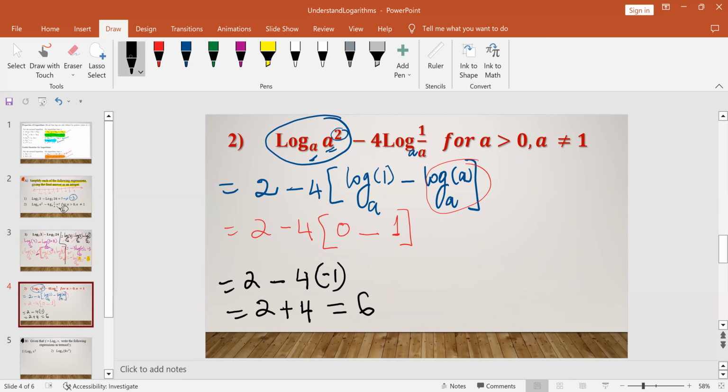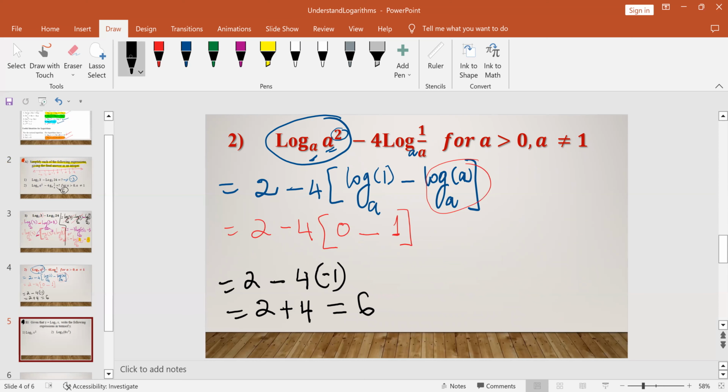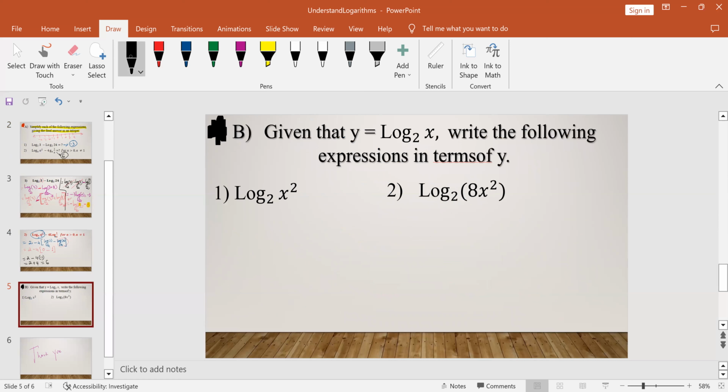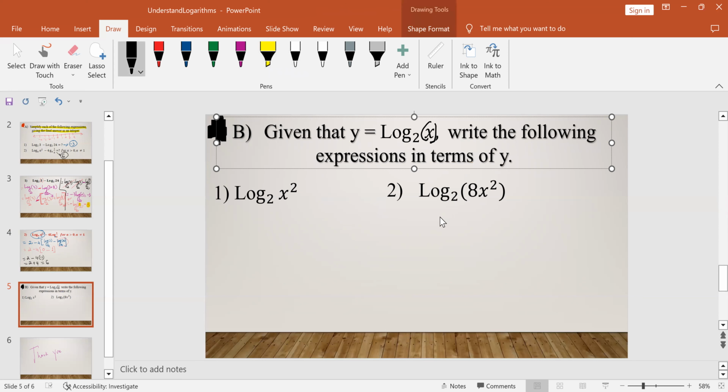Let's see different questions we can do again to better understand the concept. Here they say, given that y equals log of x with base 2, write the following expression in terms of y. So we want to rewrite this expression in terms of y.